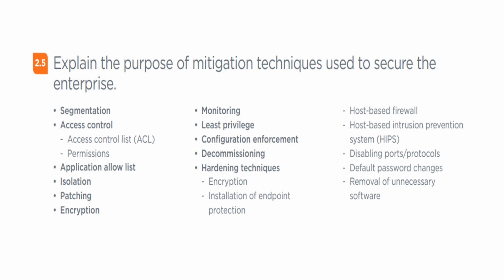Application allow list is just giving the system a whole list of websites that are allowed to be accessed and just blocking everything else.